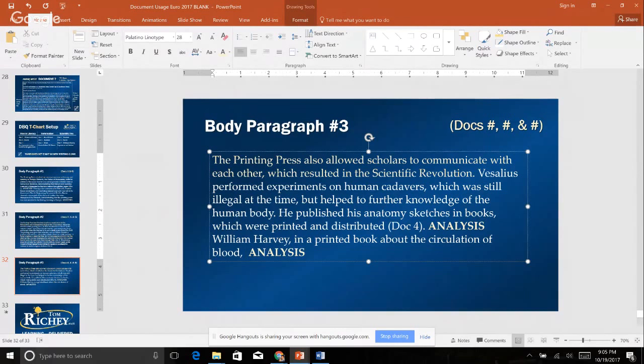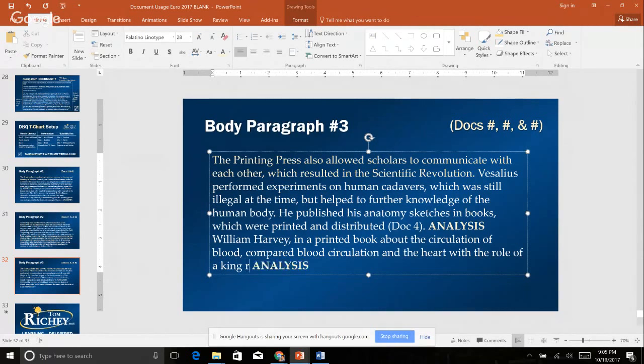We see here that he compared blood circulation and the heart with the role of a king ruling his country. And so we've got document 7 there. Okay. So with that, in a printed book about the circulation of blood, now in my analysis, I'll start doing some more of that argument because I can analyze basically how he's challenging ancient authorities, challenging the humoral theory of disease and all of that kind of stuff. So I'll save that analysis.